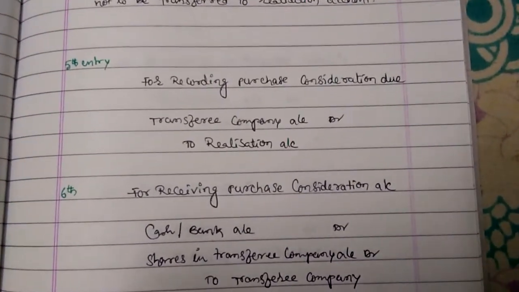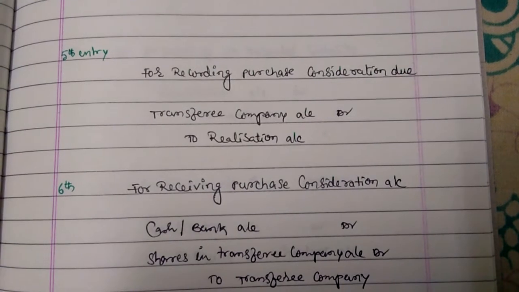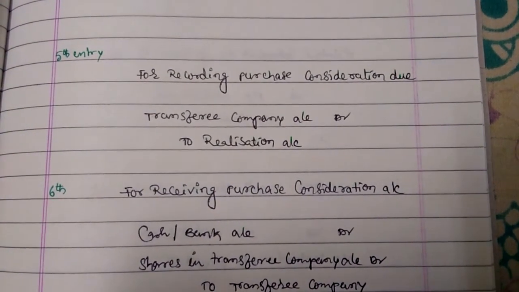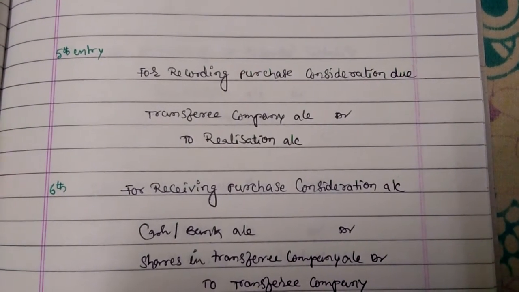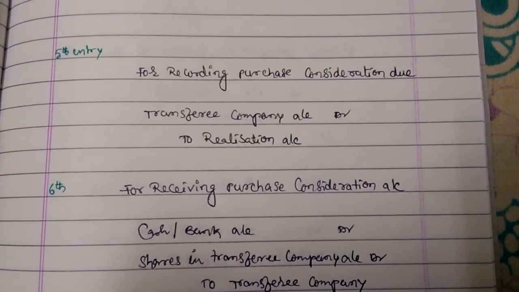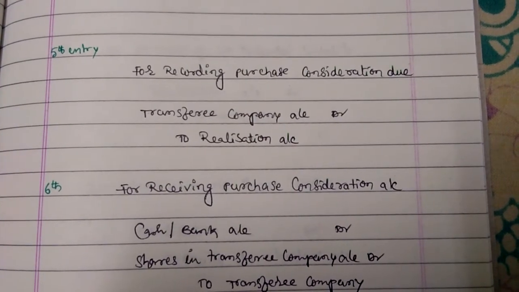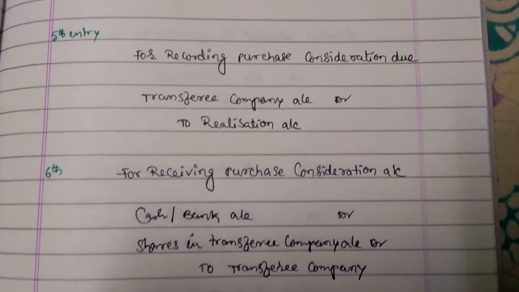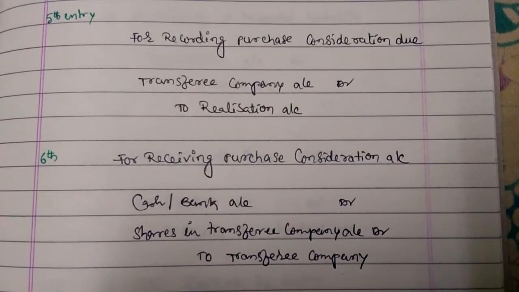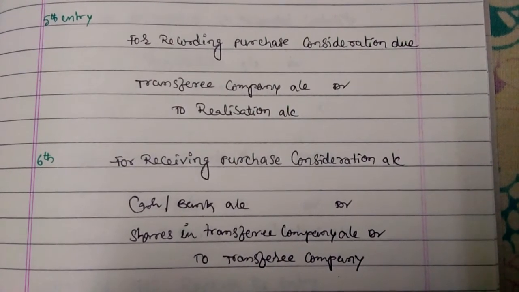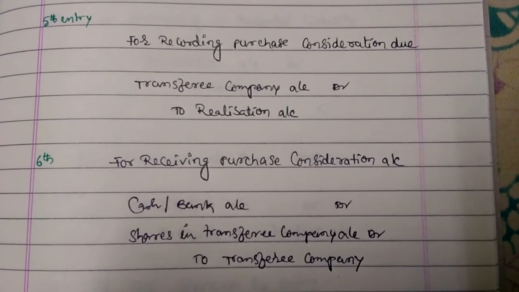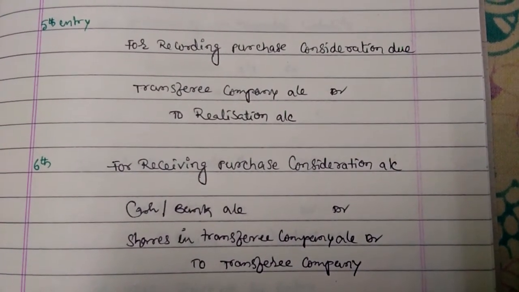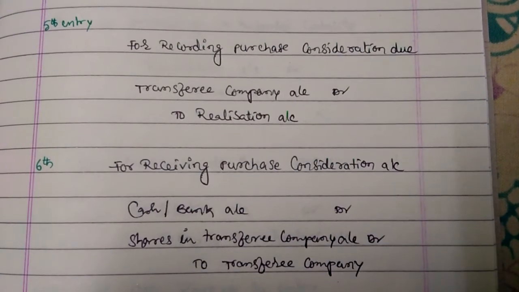Next entry, the fifth entry. Now the note points are completed, then the entries. For recording the purchase consideration due: transferee company account debtor to realization account. Next entry, for receiving the purchase consideration: cash or bank account debtor, shares in transferee company account debtor, to transferee company.